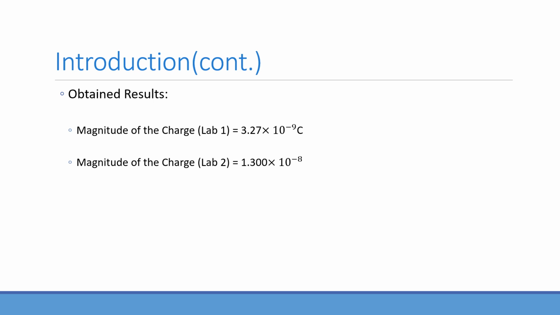So as a quick preamble to the results that I'll go over later, I'm just showing the difference here between the obtained results from Lab 1, which was 3.27 times 10 to the negative 9th coulombs, and the charge in Lab 2, which was 1.3 times 10 to the negative 8th coulombs, so a significant increase in the charge.